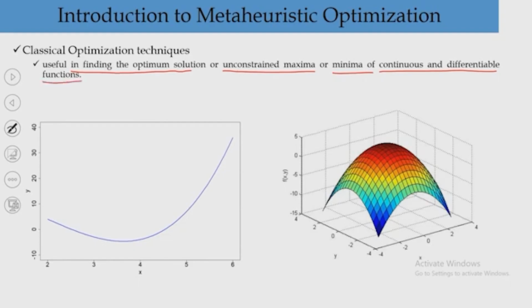So, the function has to be continuous and differentiable. Why? Because we are using the gradient information. Therefore, the function has to be continuous as well as differentiable. So, look at the first function. This is a simple function. We have only one optimal solution somewhere here. This is a convex function, and I can easily solve this problem using a classical method.